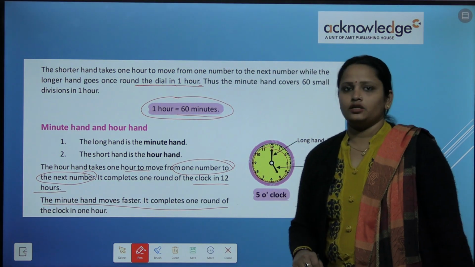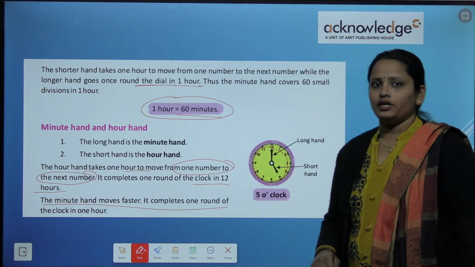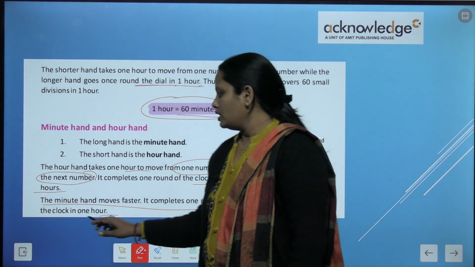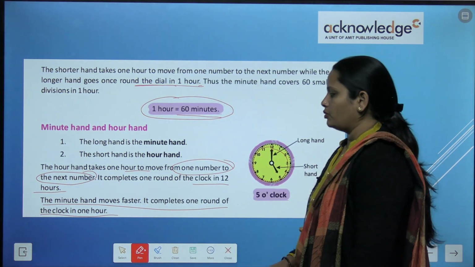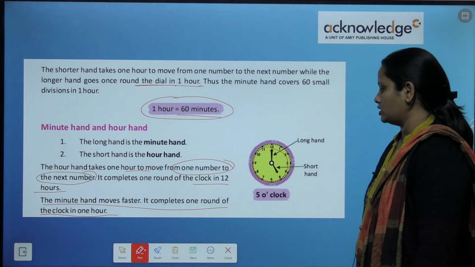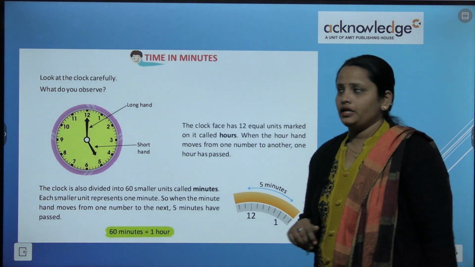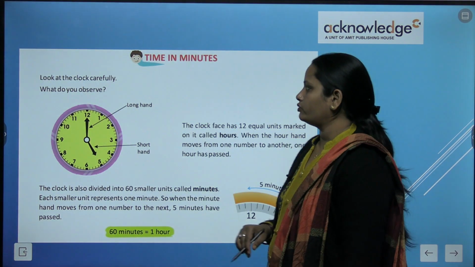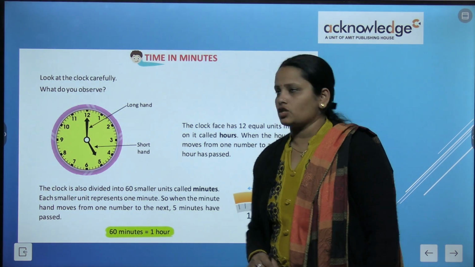The minute hand moves fast. मिनट हैंड जल्दी चलता है. It completes 1 round of the clock in 1 hour. ये क्या करता है, 1 राउंड जो क्लॉक का है वो पूरे 1 घंटे में कंप्लीट करता है. Time in minutes. Now here you can see there's a clock in front of you. This is the long hand, this is the short hand.